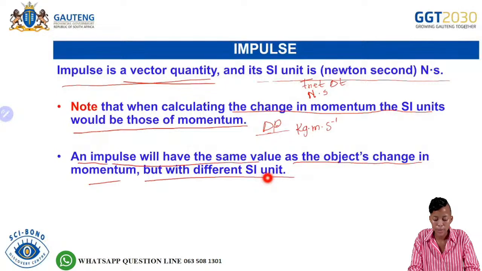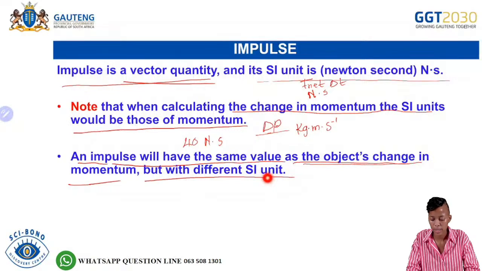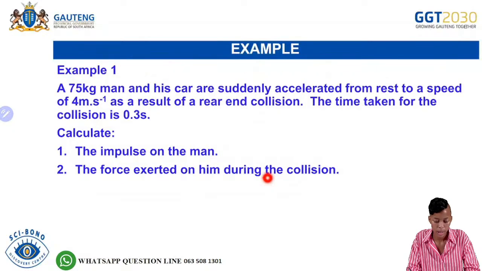But then it says an impulse will have the same value. So let's say that you calculated the change in momentum, and now you are looking for the impulse. They are saying that the impulse will have the same value as the object's change in momentum. Same value means the same magnitude. So let's say the magnitude was 40, but with a different SI unit. What are the SI units of impulse? It is going to be Newton second.